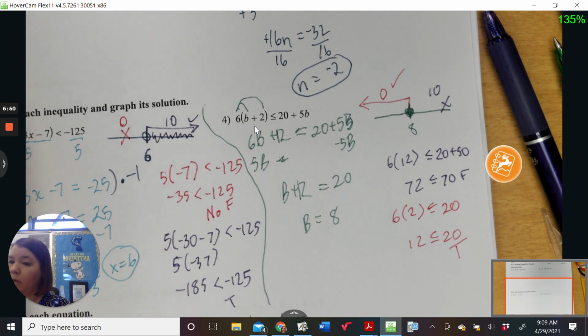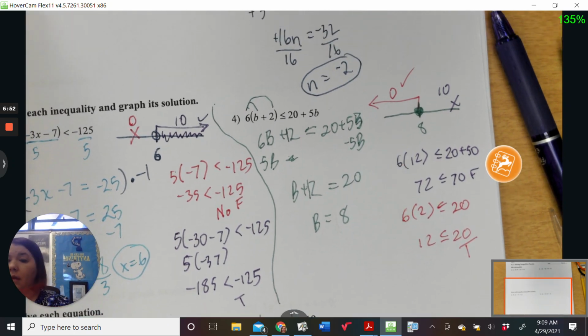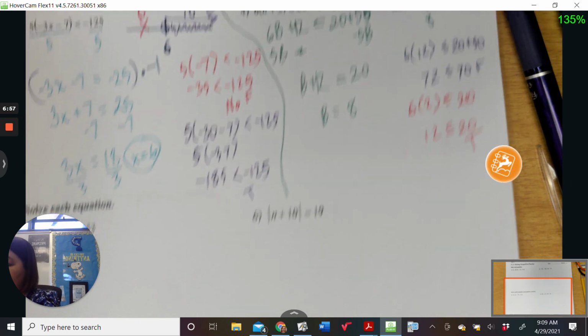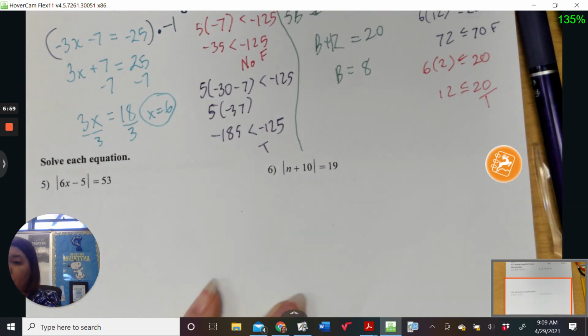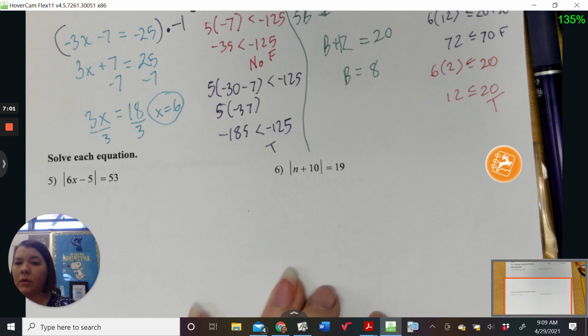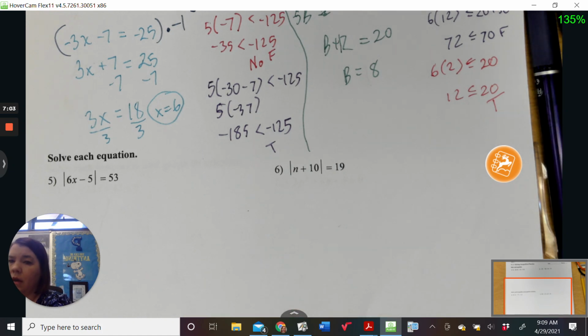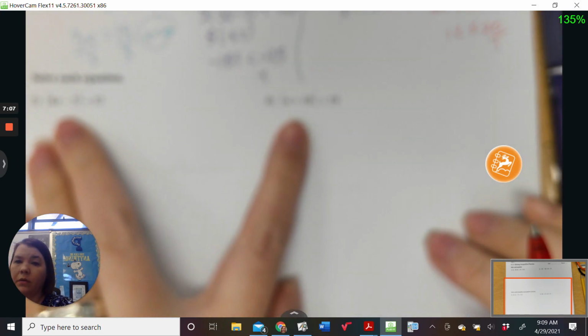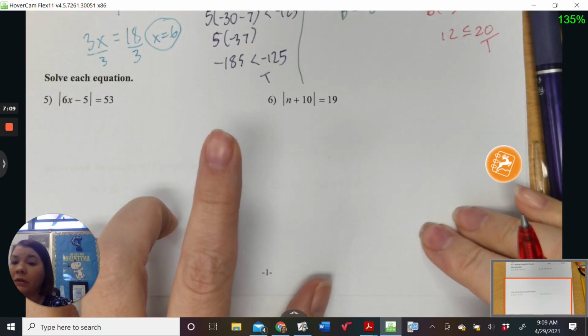Okay. So that's what I thought it was. Let's go ahead and jump down to these last two. So these last two are a lot trickier than the others because of the absolute values. But absolute value is fairly simple.